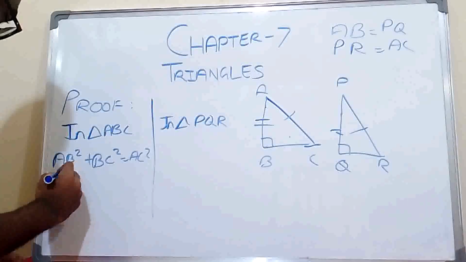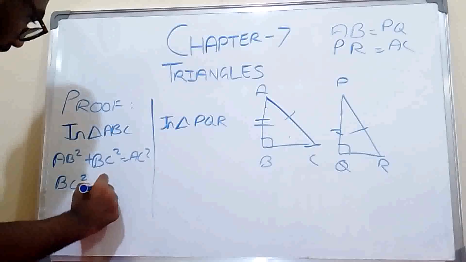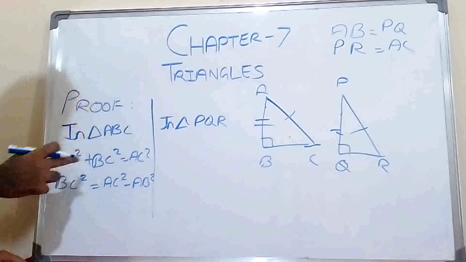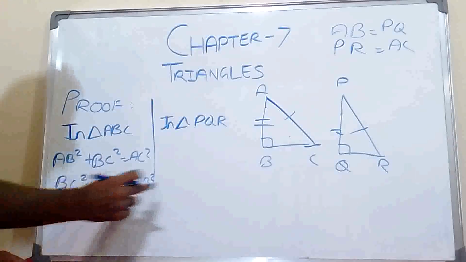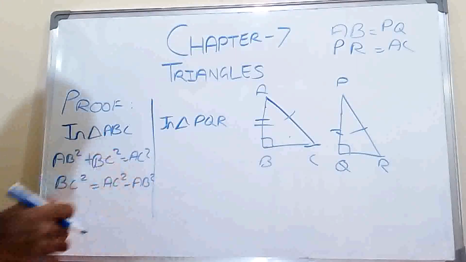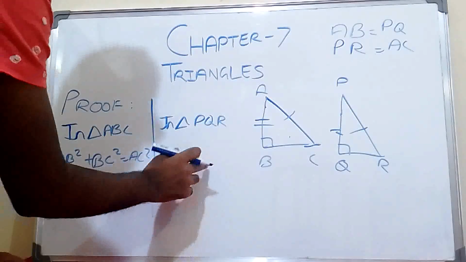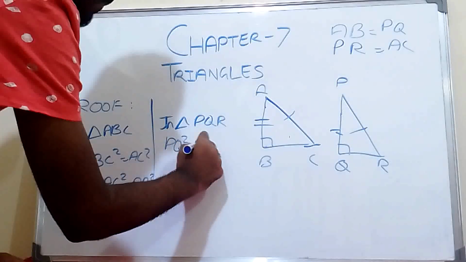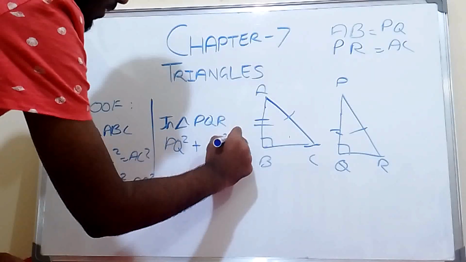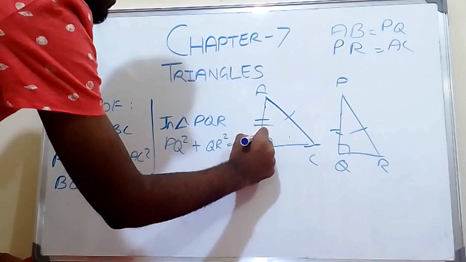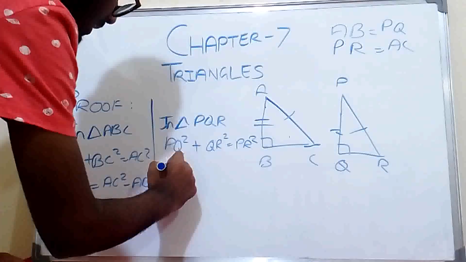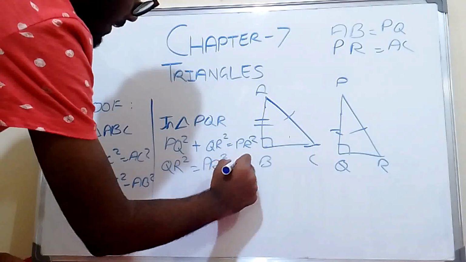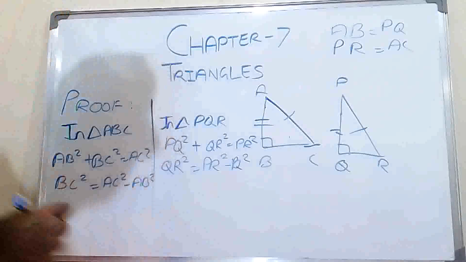So what is going to be BC? BC square is going to be AC square minus AB square, because we are taking AB square to the other side. Now we're going to check what happens in PQR. So in PQR we have PQ square plus QR square is equal to PR square. Even here we want to know the value of QR. So QR square is equal to PR square minus PQ square, because I'm taking PQ to the other side now.